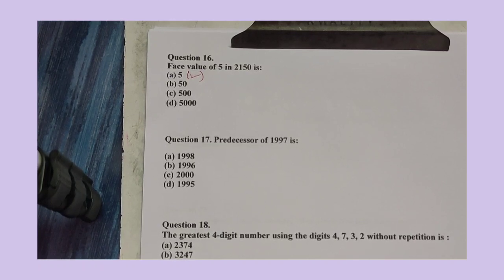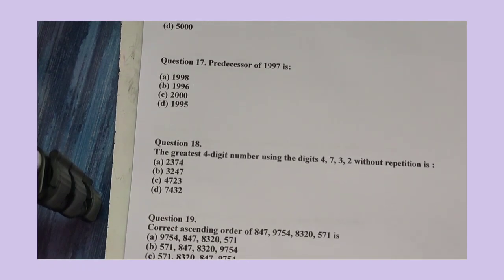So always remember, whenever the number has been asked for its face value, you have to write the number itself. Okay, let us move to the 17th one. Predecessor of 1997 is. Now the term predecessor means the number before, right? The number before 1997 is.